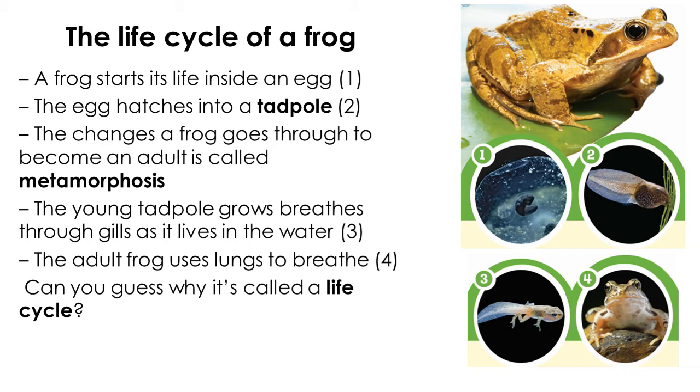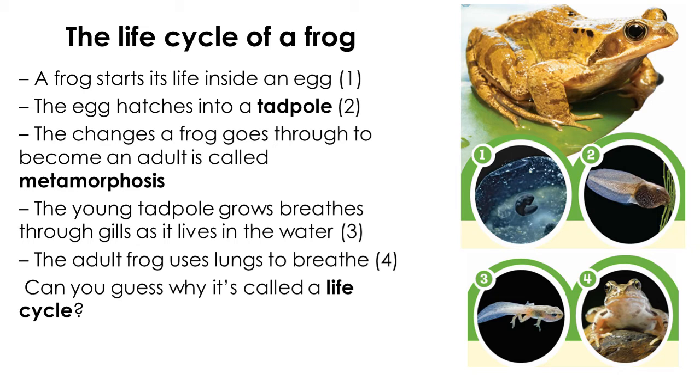Then the egg hatches into a tadpole, which is what we see here on picture number 2. If you look closely, the tadpole has a tail, a wavy tail, but it has no legs. Now, I want you to stop and think about where you think the tadpole would live. Is it on land or in the water? Think about why. Okay, the changes that a frog goes through to become an adult is called metamorphosis.